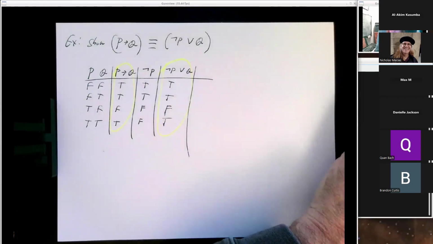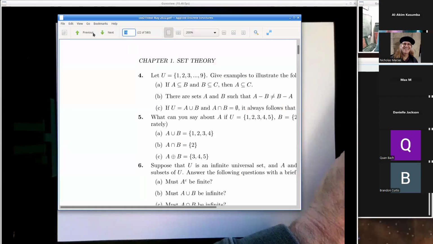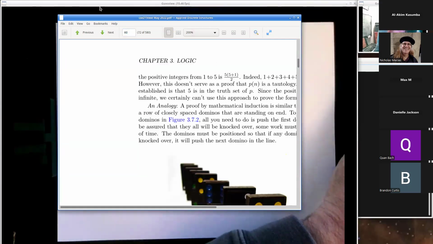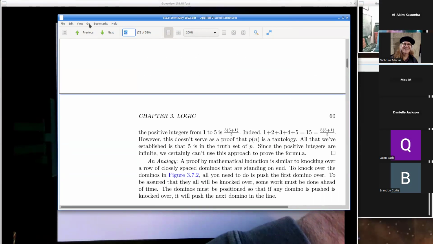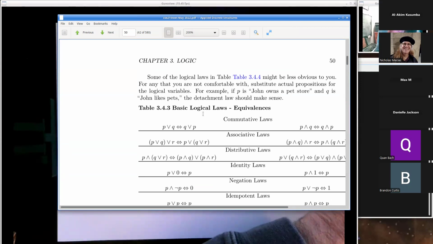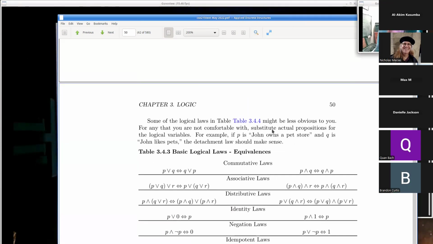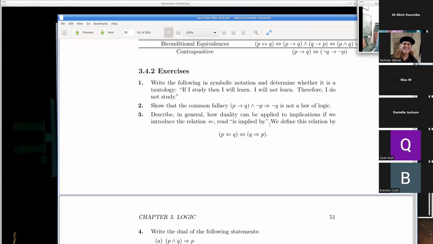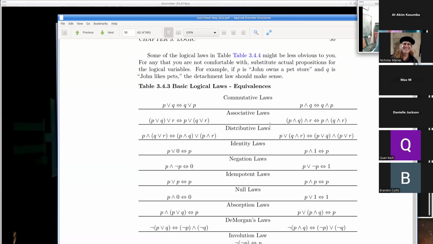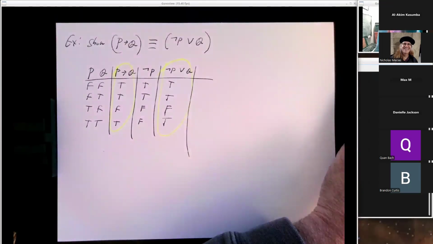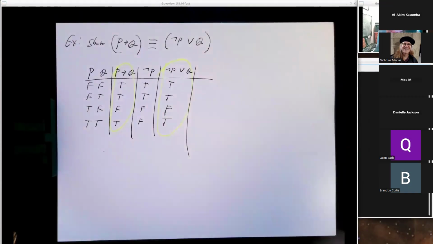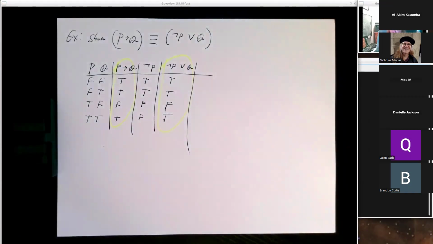All right, so let's take a short break. And if you have access to your textbook, go ahead and pull that up because we're going to be looking at pages 50 and 51, mostly page 50. So you might want that around to refer to. But let's go ahead and take 5 minutes and we'll come back and we'll look at some identities on propositions.